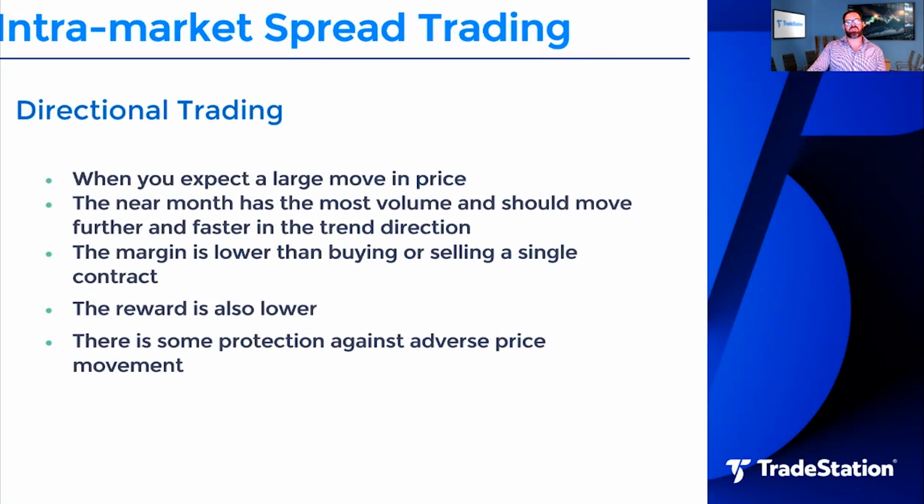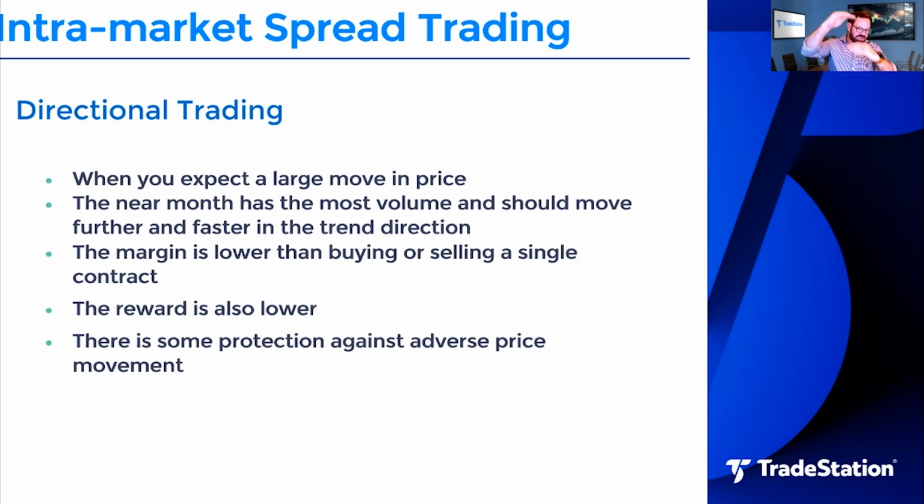So when it comes to directional trading, you do this when you're expecting a large move up or down. The front month usually has higher volume and moves the fastest. You could buy it if it's going to go up, and you sell the back month to protect yourself and lower your margin. You still profit if the front month moves faster than the back and the spread widens. If you're shorting, same thing.